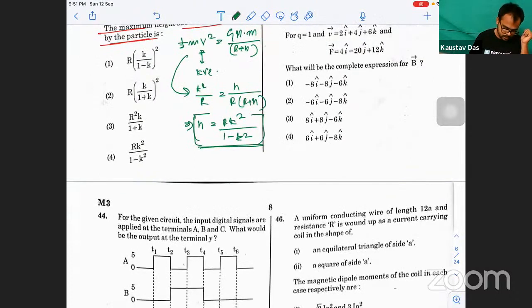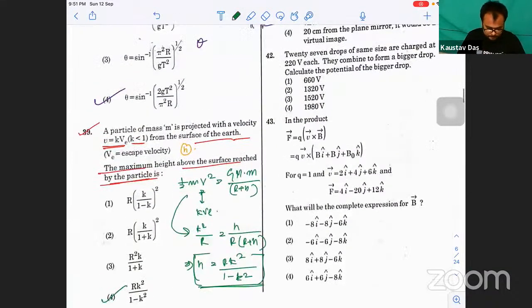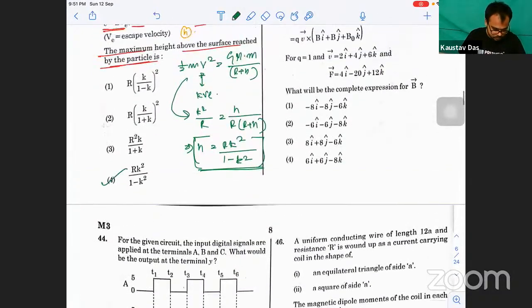So here we have R k squared divided by 1 minus k squared, which matches option number 4 as our correct answer. This is question number 39.